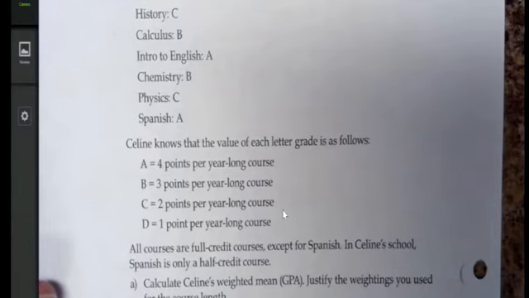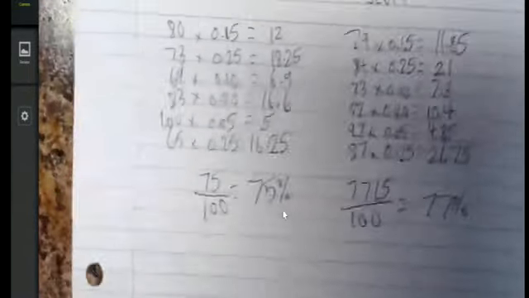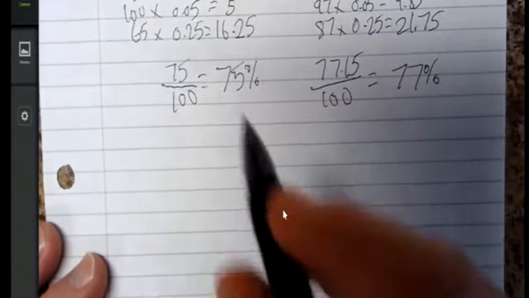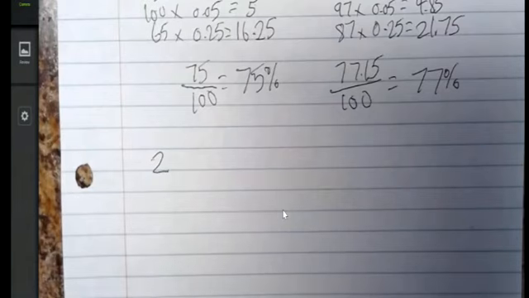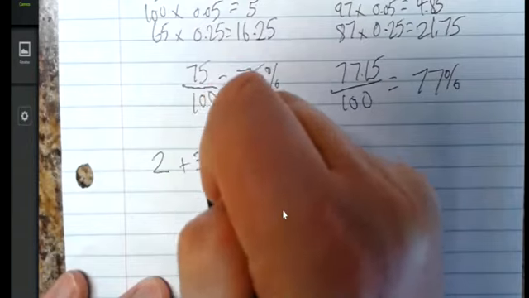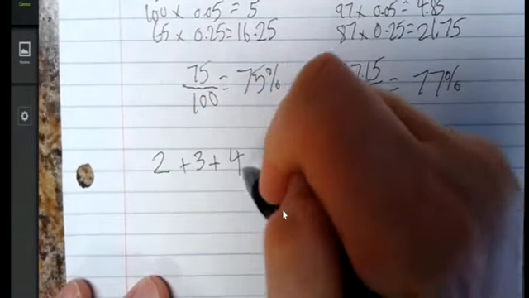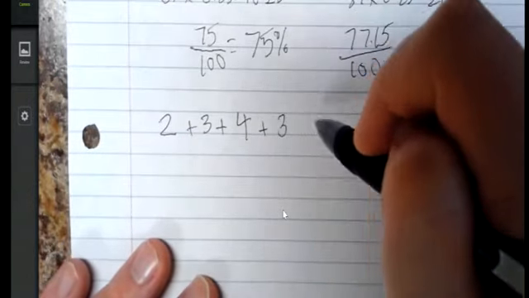So we're going to calculate her average mark. So in history, she gets a C. The C is a 2. In calculus, she gets a B. It's a 3. In English, she gets an A. That's a 4. Chemistry, she gets a B. It's a 3.